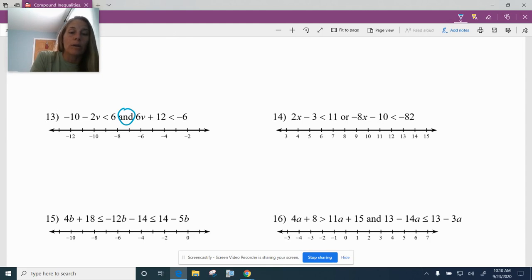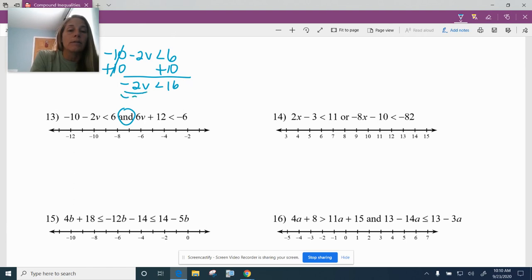So I'm going to start out by solving these as 2 separate problems like we do in an or problem, and then look at the answer and see if it can be written or combined together. So the negative 10 minus 2b less than 6. We're adding 10 to both sides. So negative 2b is less than 16. Divide by negative 2. So I end up with v, and I had to reverse my inequality, and negative 8. Okay, so that's one part.